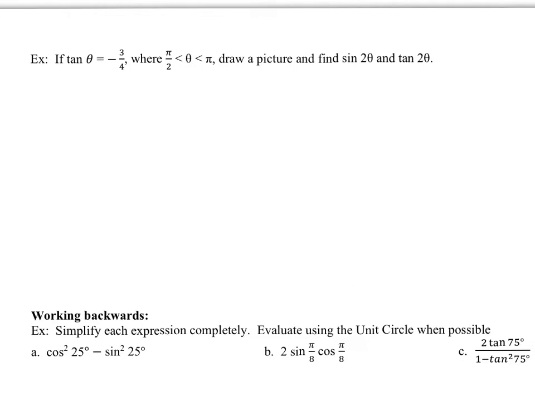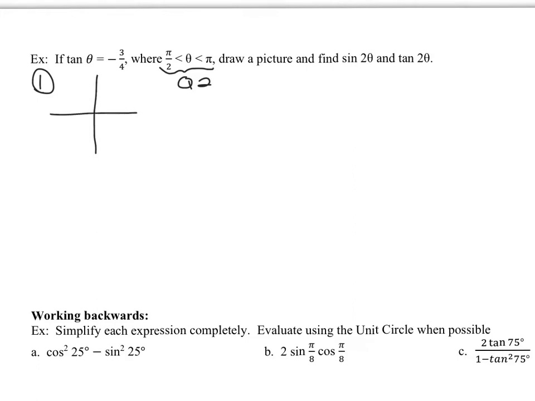If tangent theta equals negative 3 over 4, and theta is between pi over 2 and pi, draw a picture and find the double angle formula for sine and the double angle formula for tangent. All right, step 1, we're going to create our triangle. The inequality that says where theta is located tells us if it's between pi over 2 and pi, that's quadrant 2.